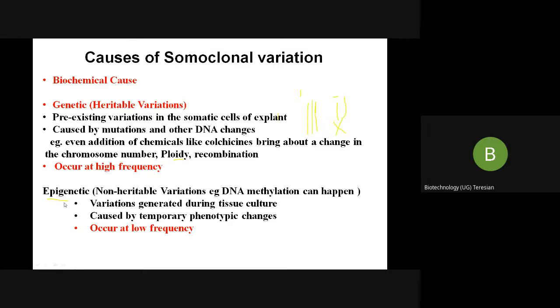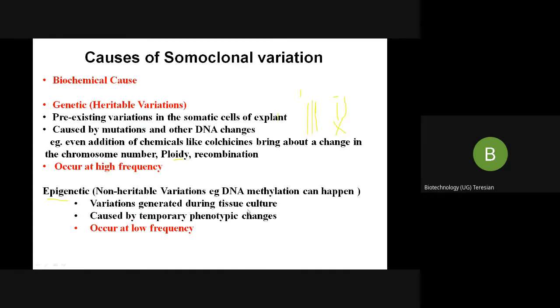That type of variation is called heritable variation. It goes throughout the line of that generation. But what do you mean by epigenetic variation? These are non-heritable variations. The change is happening because of the environment in which they are growing. If one plant has acquired some property because of the environmental condition, it doesn't mean that its progeny should also have that property. It is just temporary. Example of epigenetic variation: DNA methylation, that is, a methyl group getting added to your DNA.